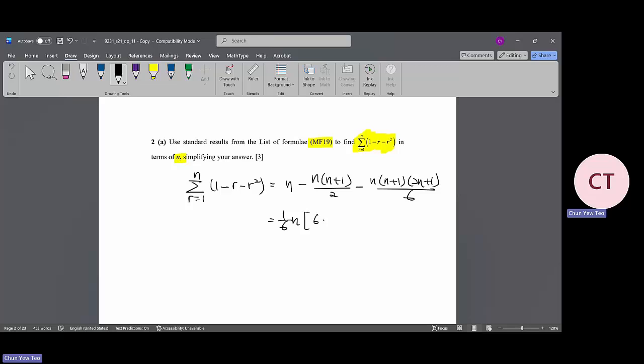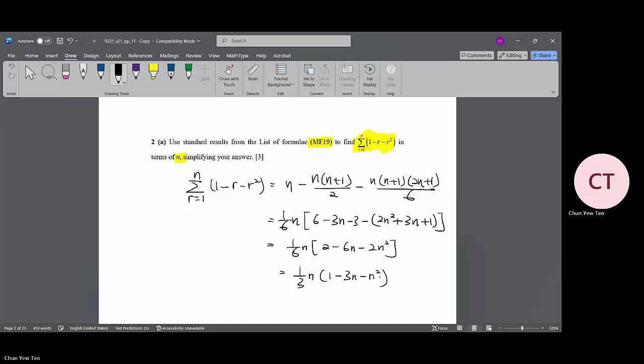Then you have 6 minus 3n minus 3 minus 2n squared plus 3n plus 1. If you expand and simplify, then you will get 2 minus 6n minus 2n squared. Factorize the 2 out, cancel with the 6, then you get 1 minus 3n minus n squared. So this will be the answer for 2a. Now we're going for b.